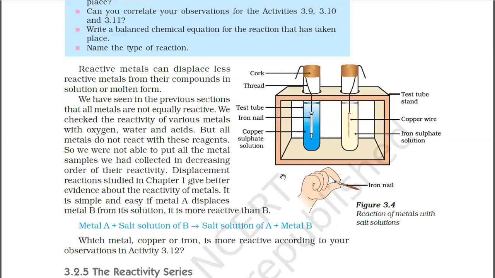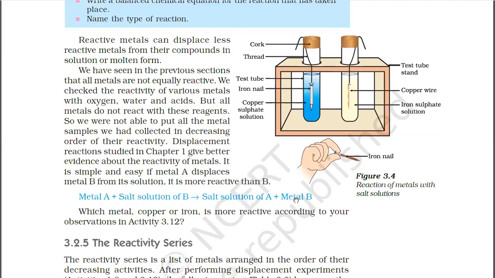We have seen in the previous sections that all metals are not equally reactive. We checked the reactivity of various metals with oxygen, water, and acids. But all metals do not react with these reagents. So, we were not able to put all the metal samples we had collected in decreasing order of their reactivity. Displacement reactions studied in Chapter 1 give better evidence about the reactivity of metals. It is simple and easy.